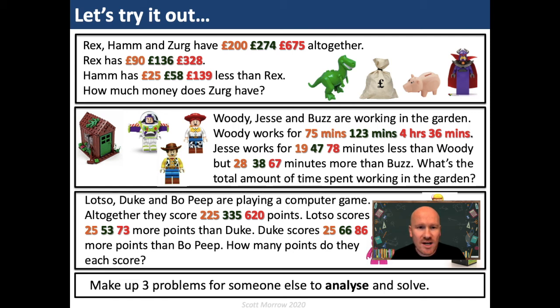So for question 1, if I want to use the yellow numbers, Rex, Ham and Zurg have £200 altogether. Rex has £90, Ham has £25 less than Rex. How much money does Zurg have?